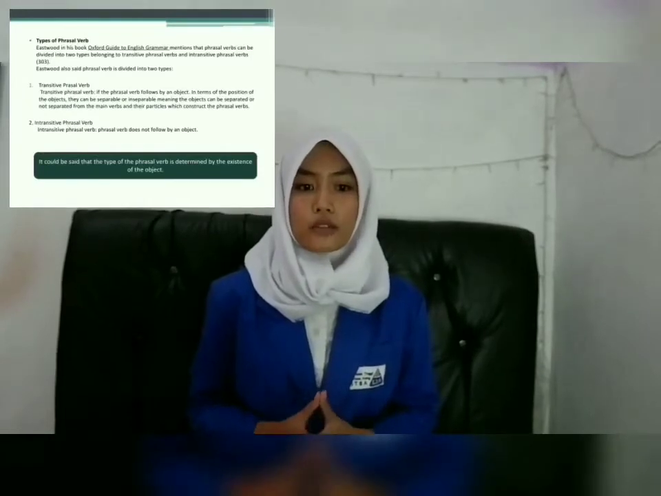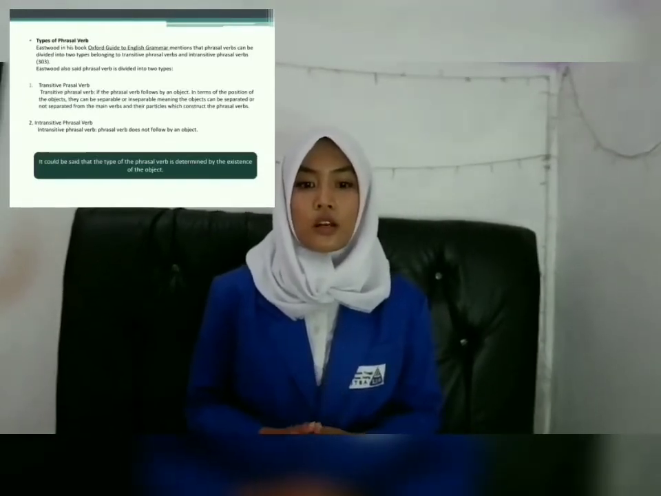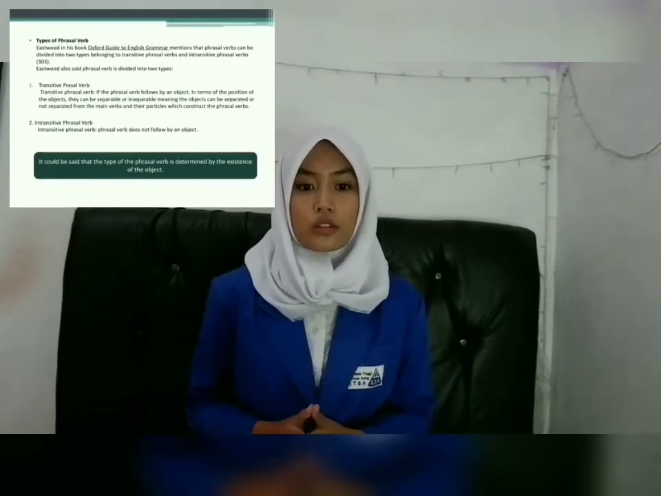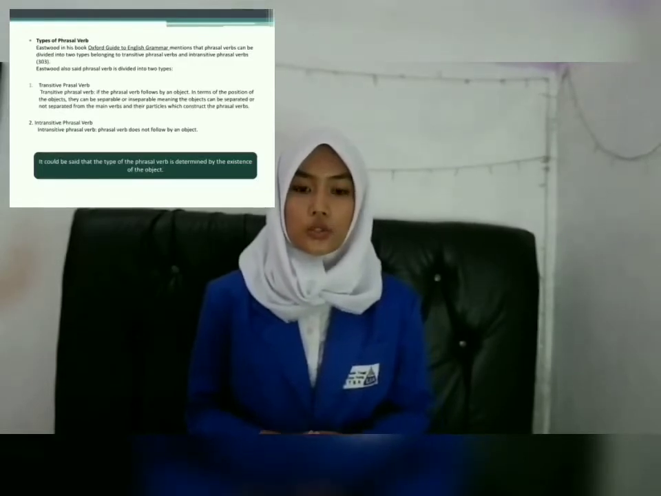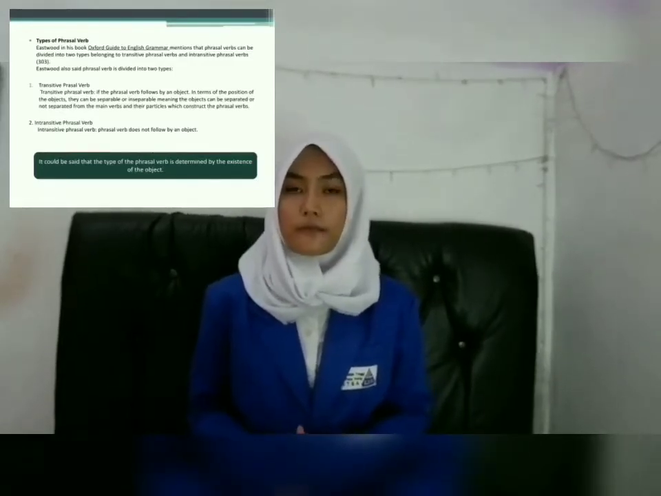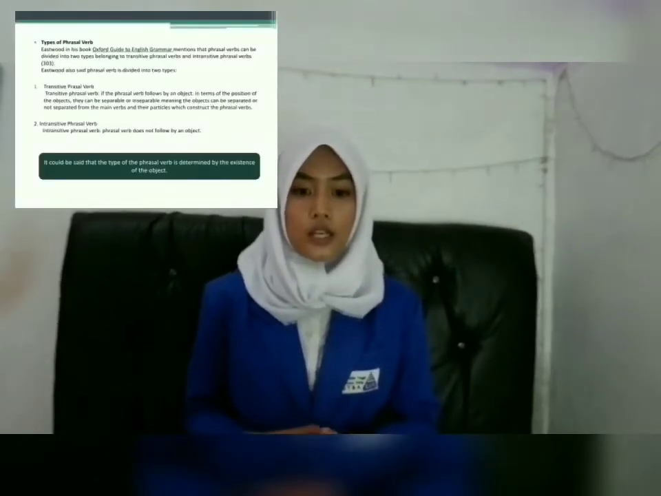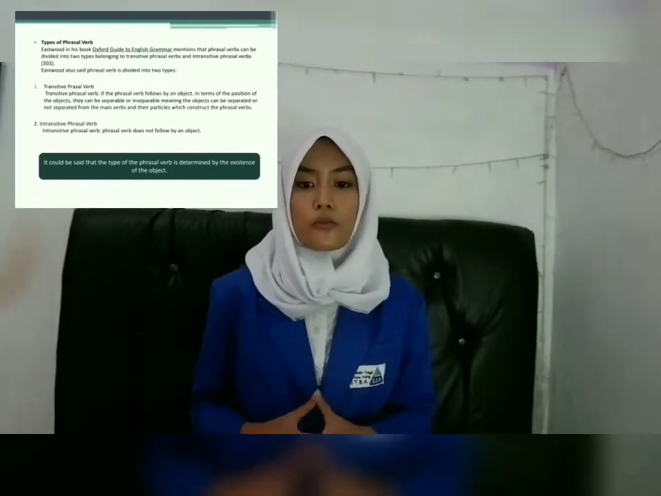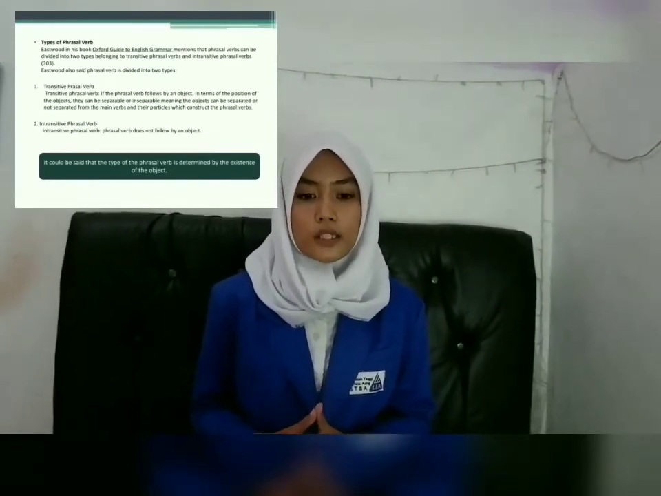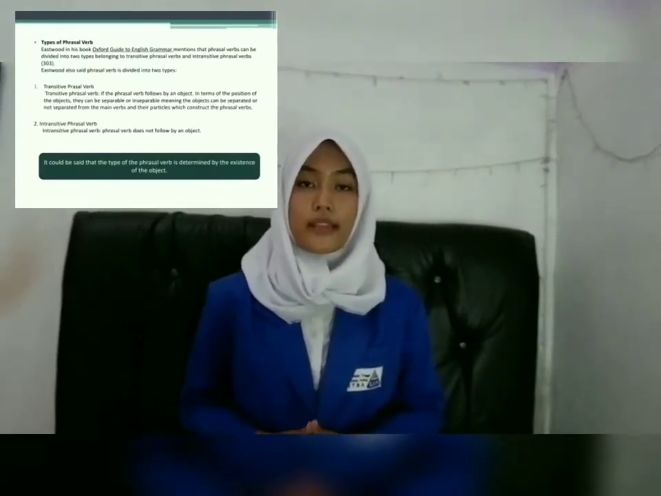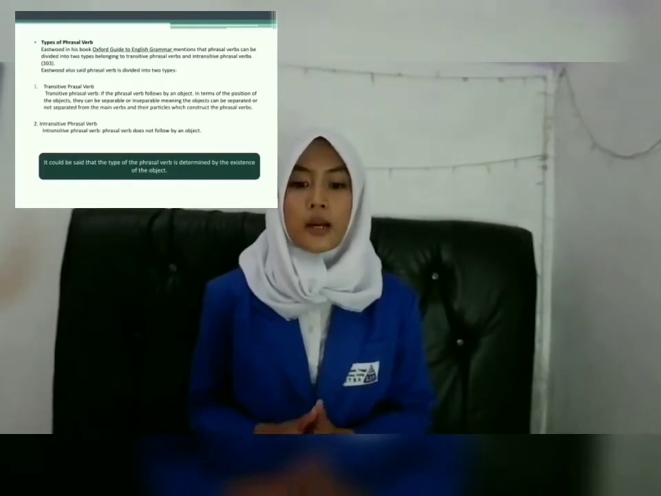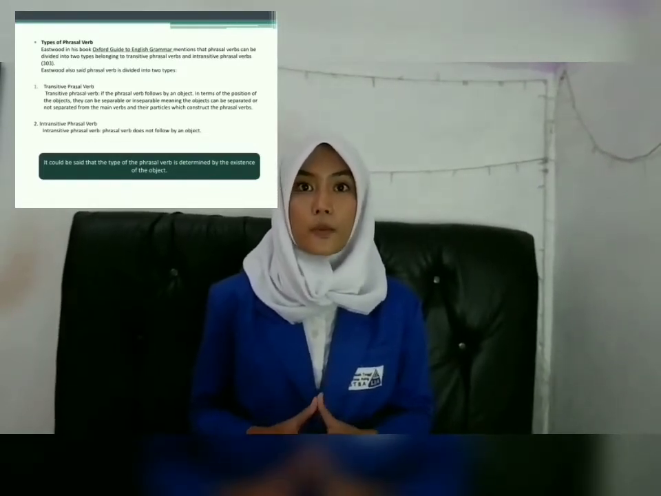For the types of phrasal verbs, Eastwood, in his book Oxford Guide to English Grammar, mentions that phrasal verbs can be divided into two types: transitive phrasal verbs and intransitive phrasal verbs. Transitive phrasal verbs are followed by an object, and intransitive phrasal verbs are not followed by an object. It could be said that the type of the phrasal verb is determined by the existence of the object.